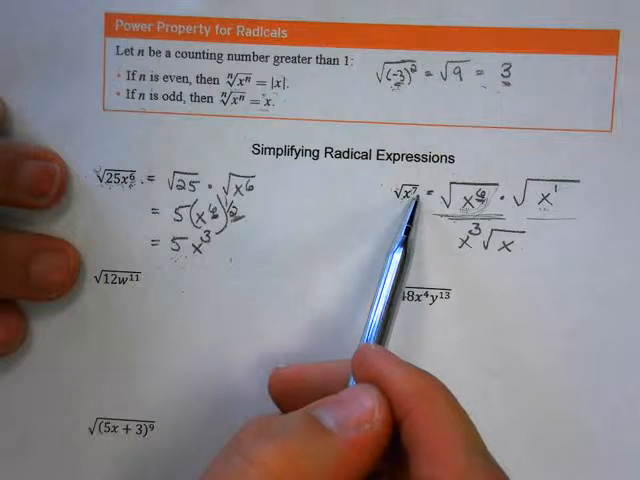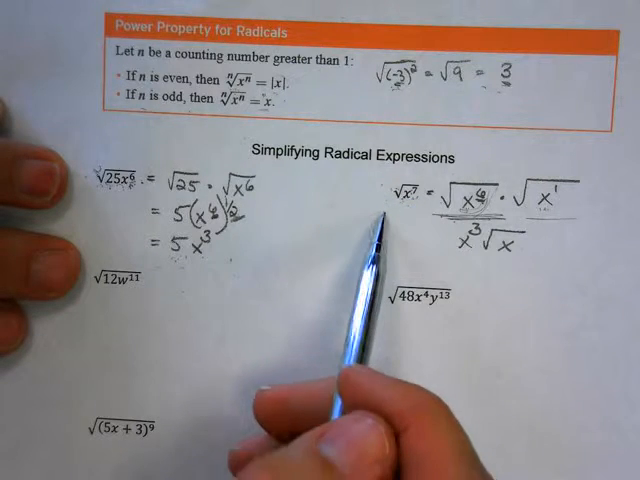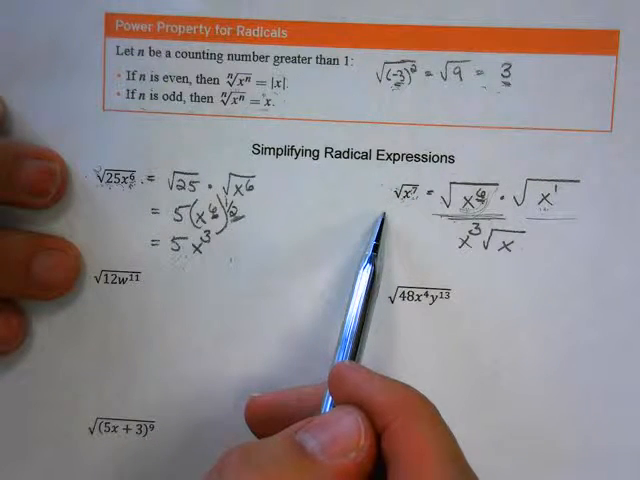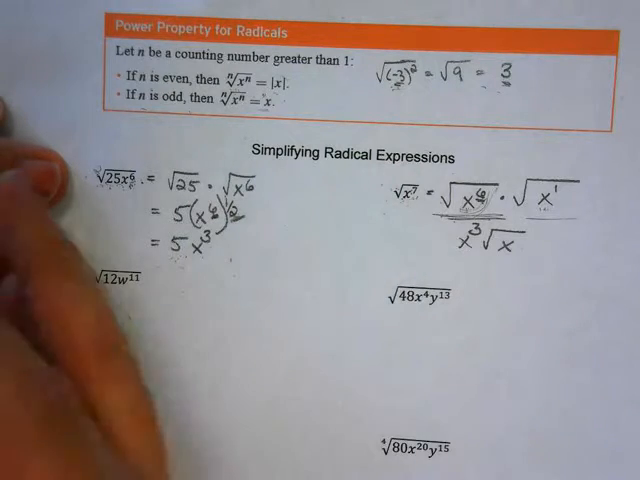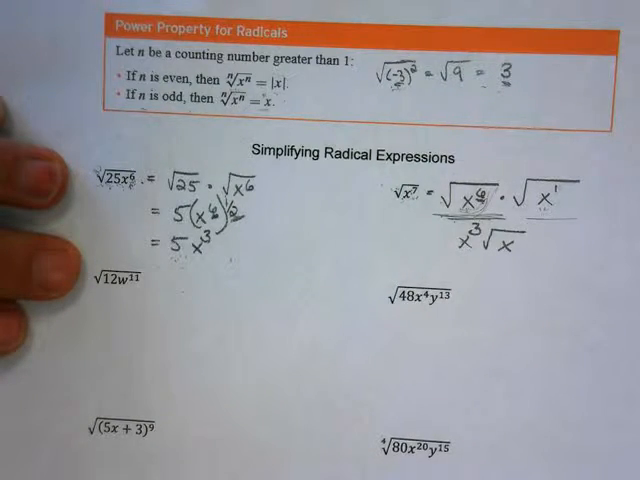So when you have a power, what you're really going to do is divide by that index. That whole number is going to be on the outside. Any remainder is going to be on the inside of the radical.